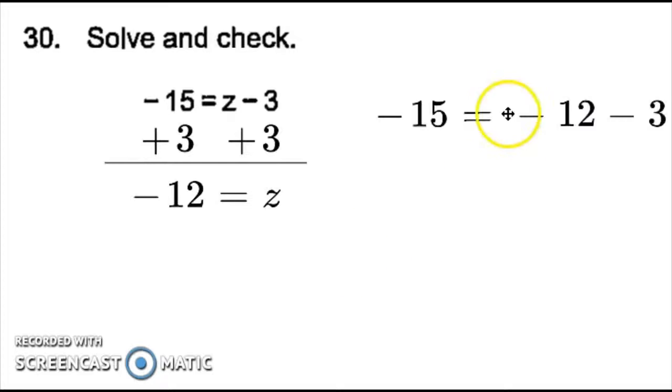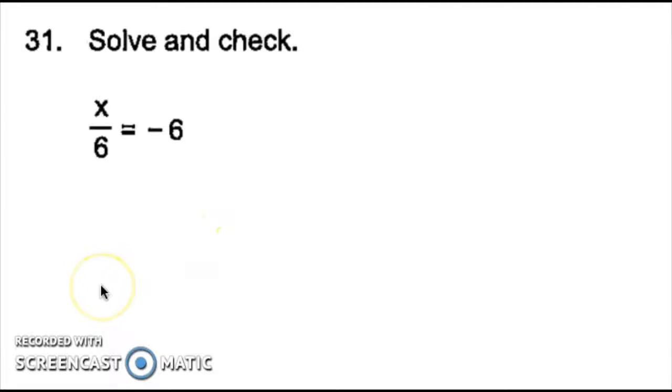Substitute in negative 12 in for z. We have negative 12 minus 3 equaling negative 15. Negative 12 minus 3 is negative 15, which does equal negative 15, so negative 12 does check as our answer for number 30. 31 is asking you to solve and check. So you have x over 6 equaling negative 6.